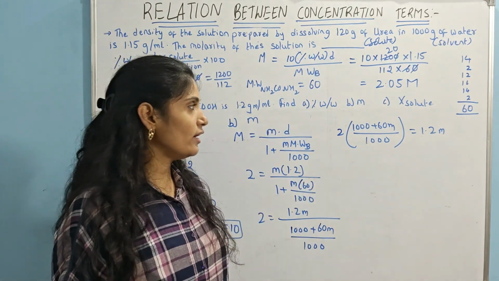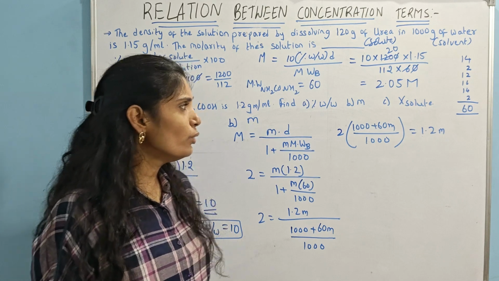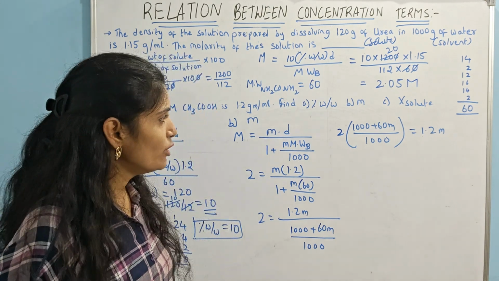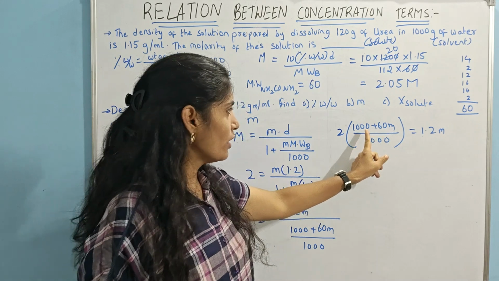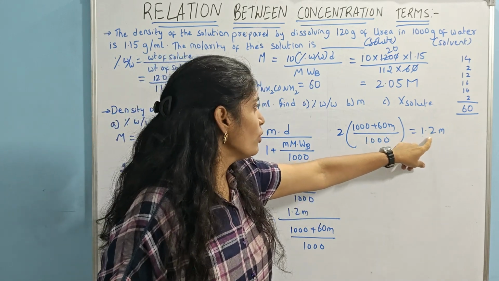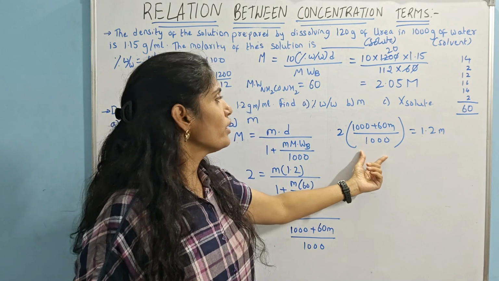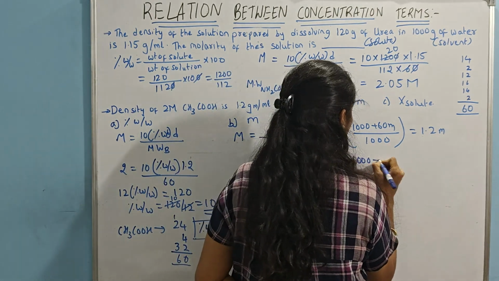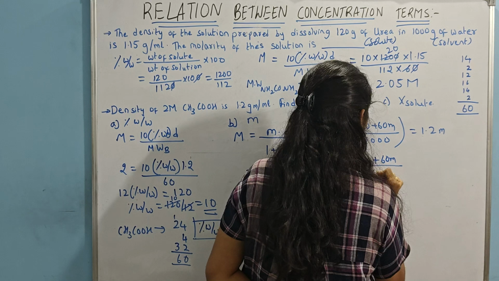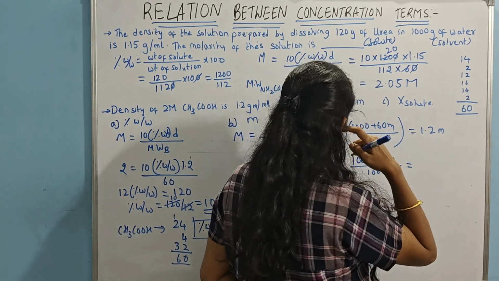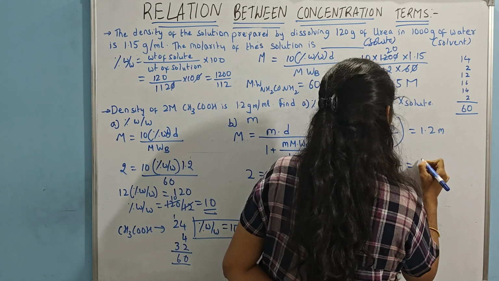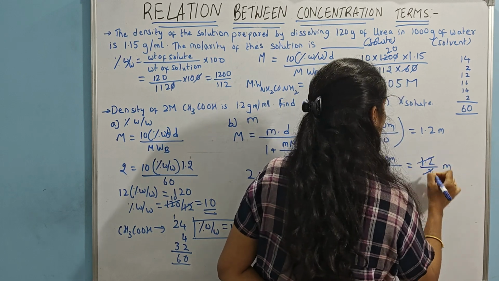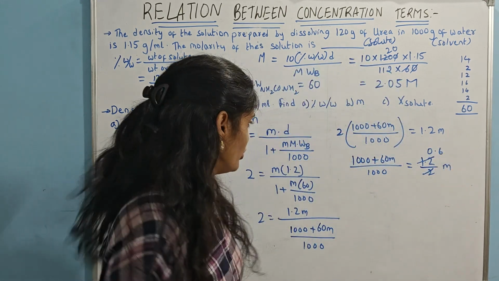So from here how can I calculate? I already got this relation: 1.2 m is equal to this particular term. Now I can take this 2 over here. 1000 plus 60 m divided by 1000 is equal to 1.2 divided by 2. How much will I get here? This will be 0.6.